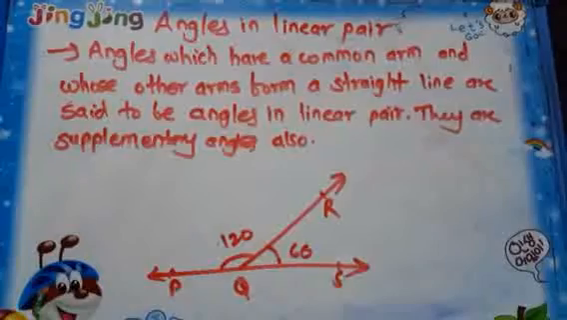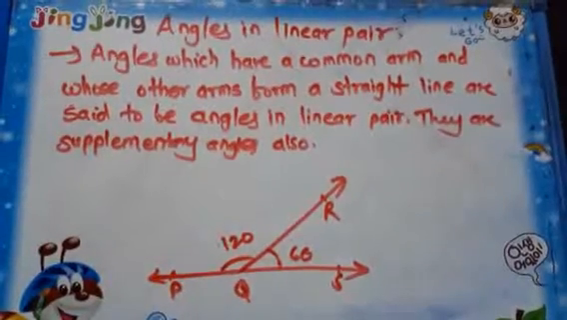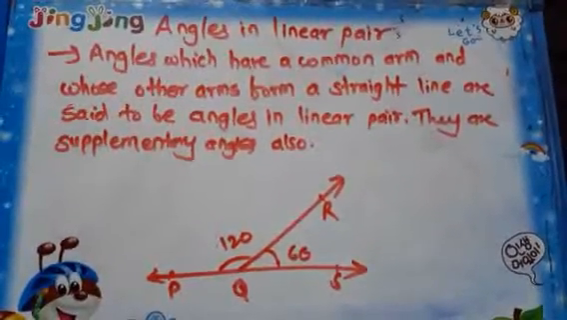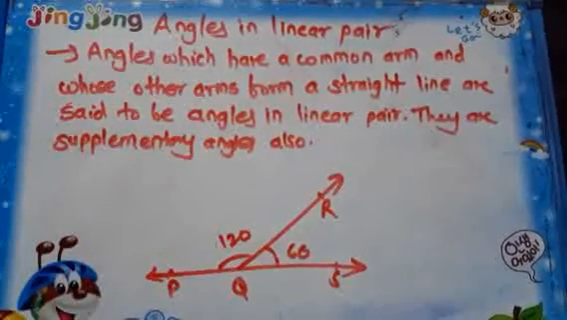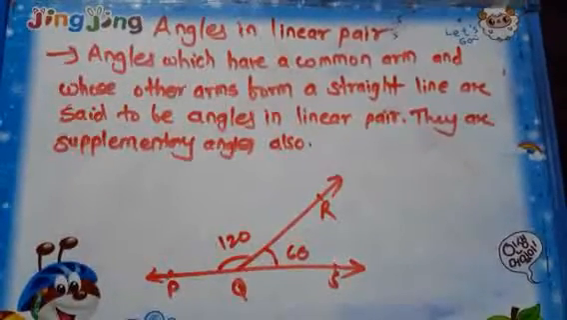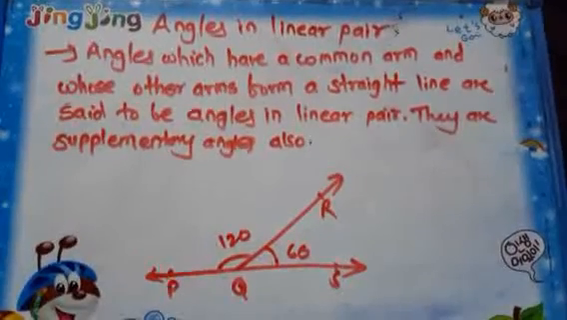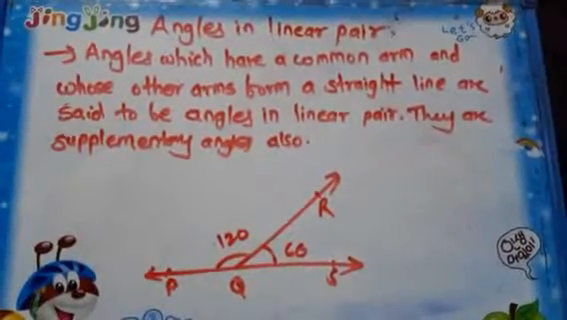Our today's point is angles in linear pair. Angles which have a common arm and whose other arms form a straight line are said to be angles in linear pair. They are supplementary angles also.